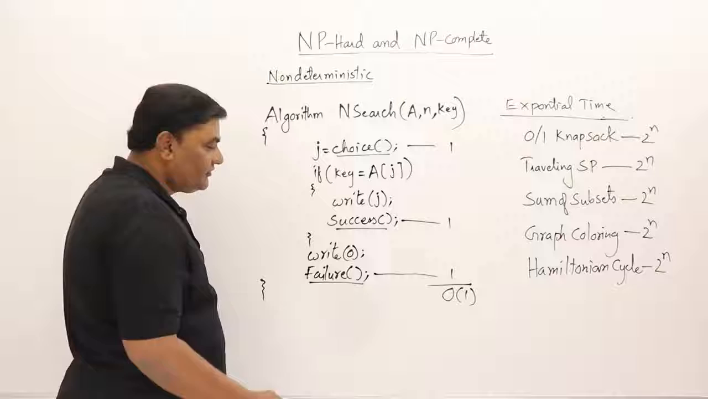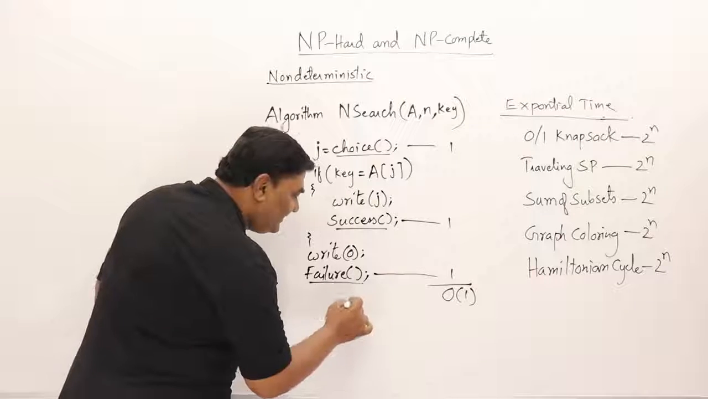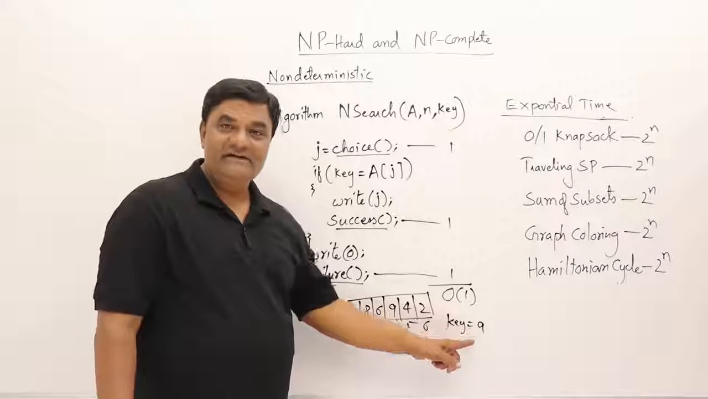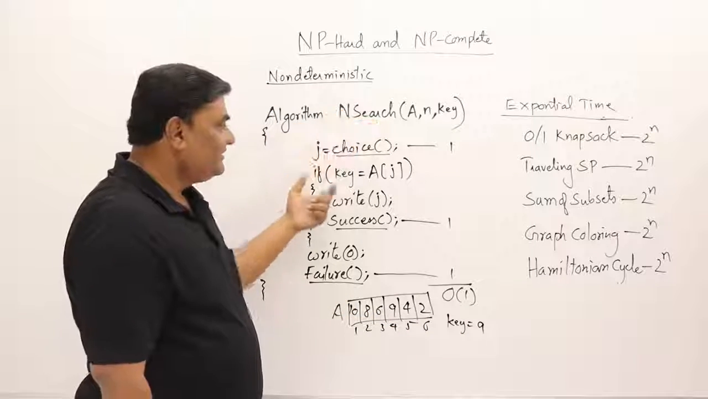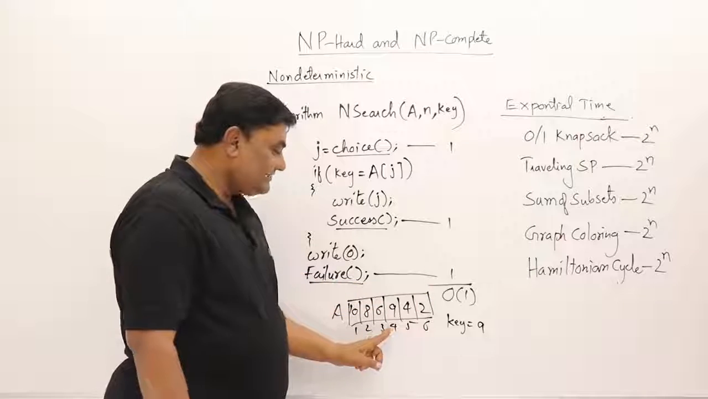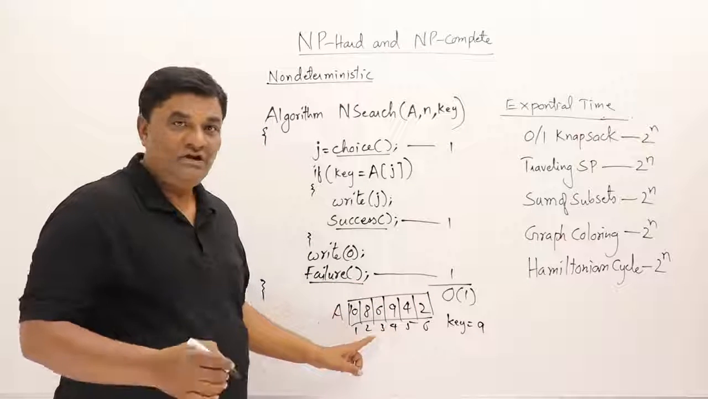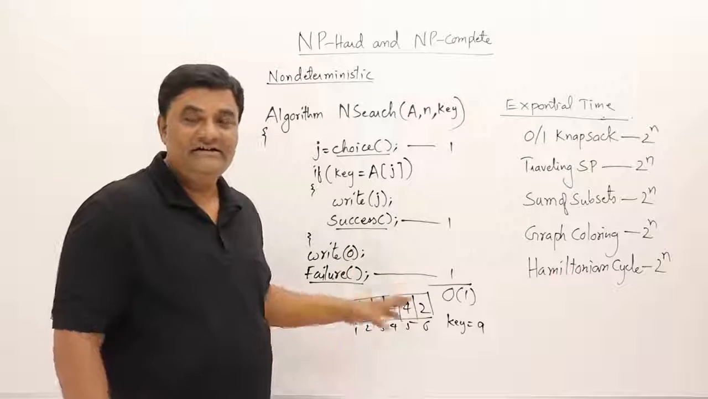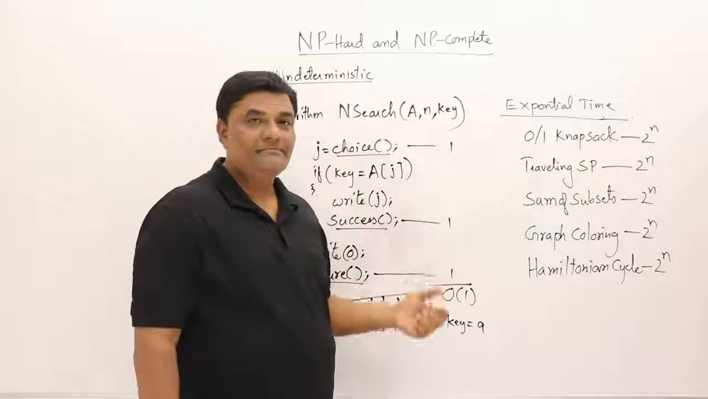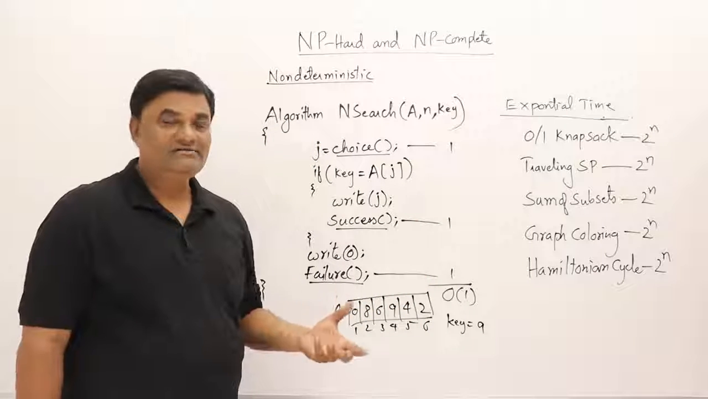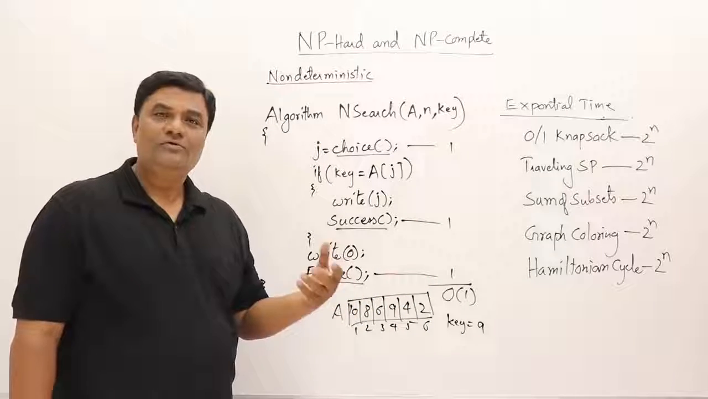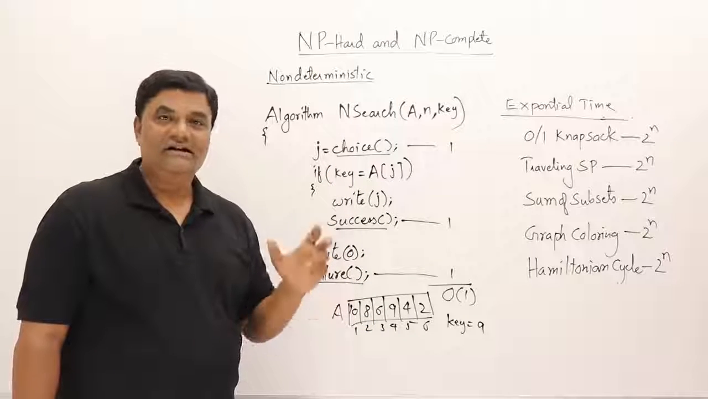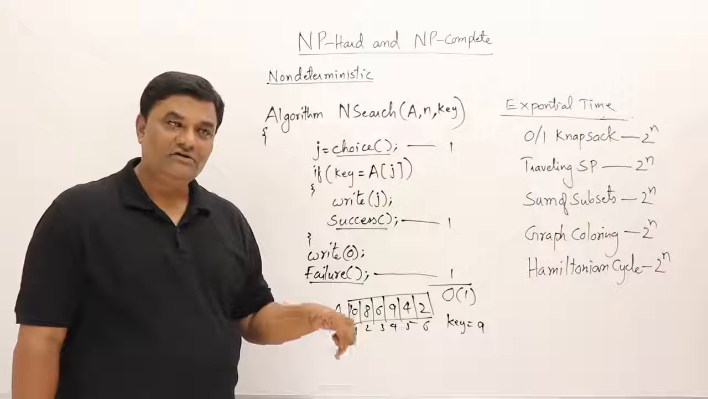Let's see how this choice is working. Suppose I have an array of elements. If I say key is 9 and search, then choice will give me directly index 4. How? I don't know. Without checking anything, without applying any search logic, directly it says index 4 in constant time. And how it can know that in constant time, today we don't know. Maybe tomorrow we can find a method to directly get that answer. That is the idea behind writing a non-deterministic algorithm today.